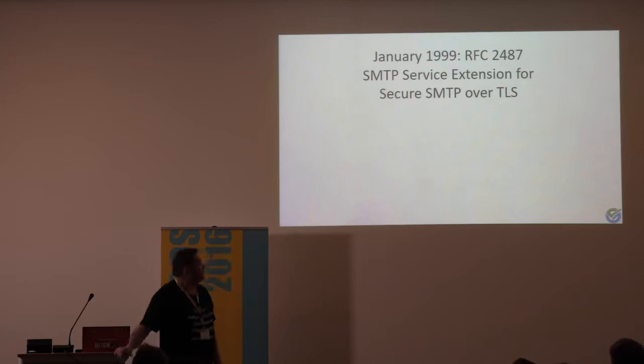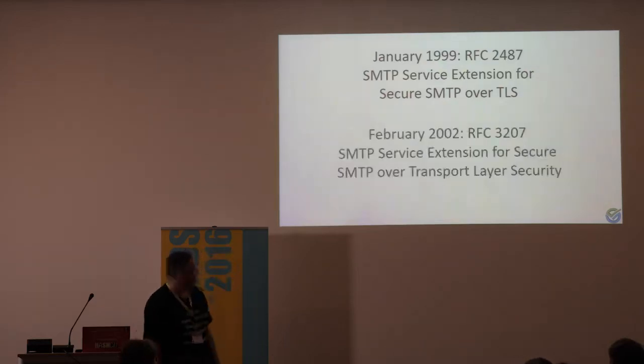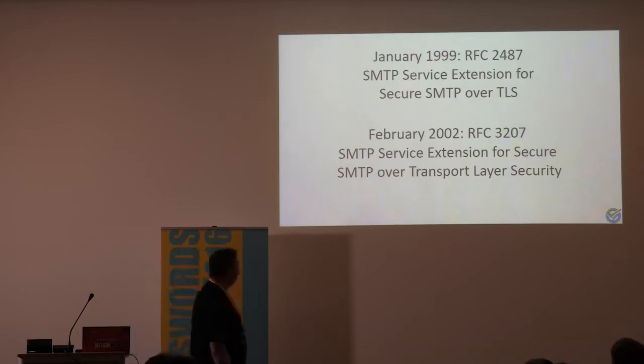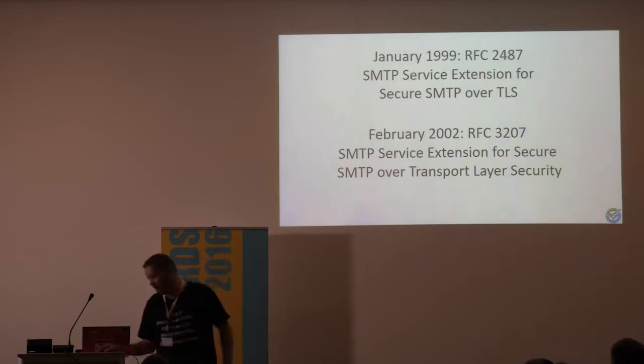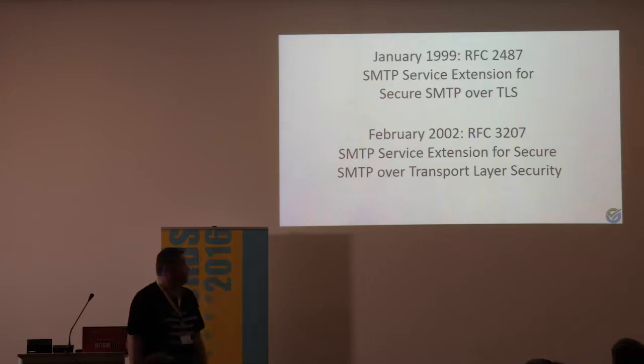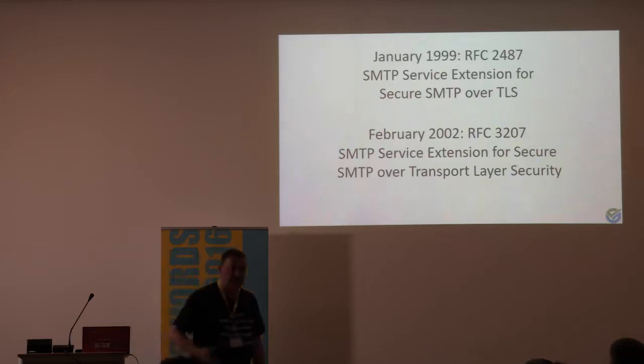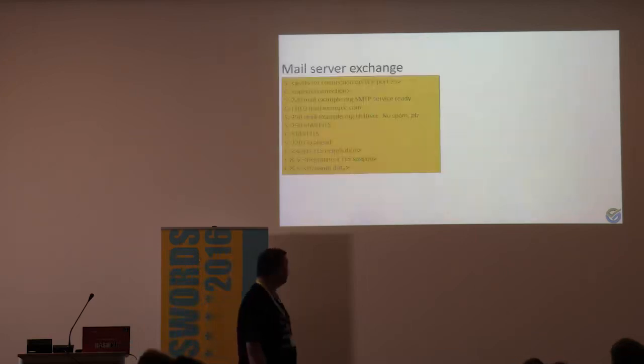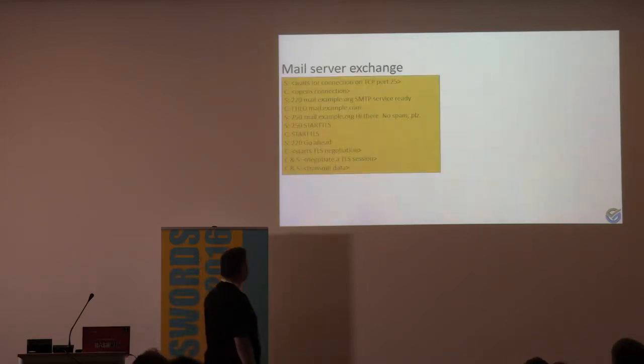So, back in January 99, RFC 2487 was published, SMTP Service Extension for Secure SMTP over TLS. And in February 2002, that was deprecated, and we had RFC 3207, which is the SMTP Service Extension for Secure SMTP over Transport Layer Security. Good RFC title. And it is opportunistic encryption of email between two mail servers.